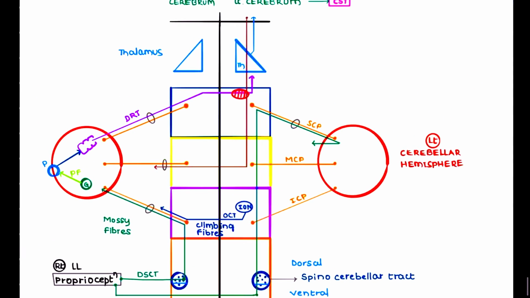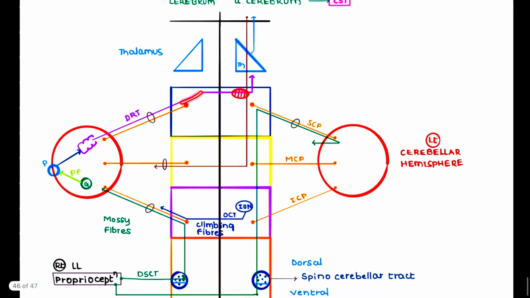Now these dentate nuclei will pass the information to our what? Thalamus. While passing information to thalamus, the information needs to pass through our superior cerebellar peduncle. As it reaches the upper part of midbrain, it will convey the information initially to our red nuclei, and this red nuclei is found on the upper part of midbrain. Now after this it will send it to thalamus.